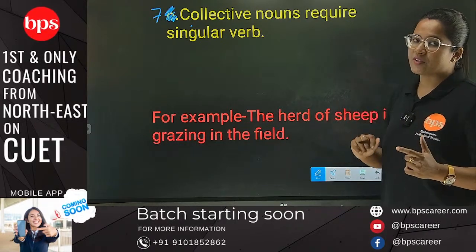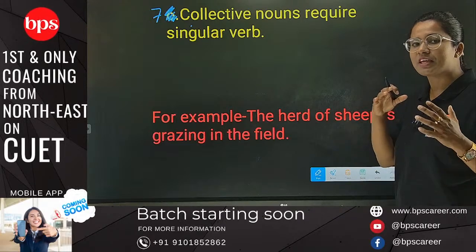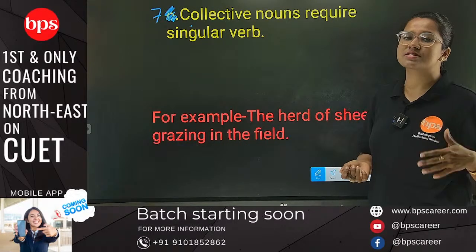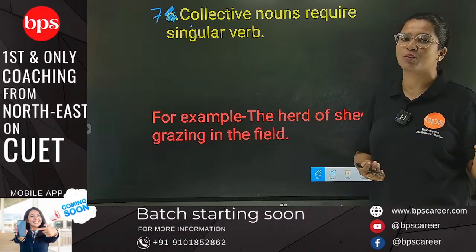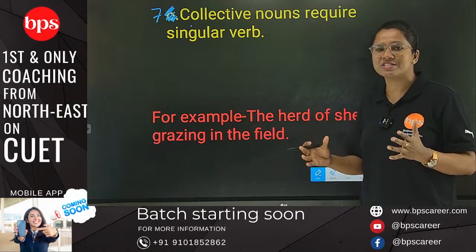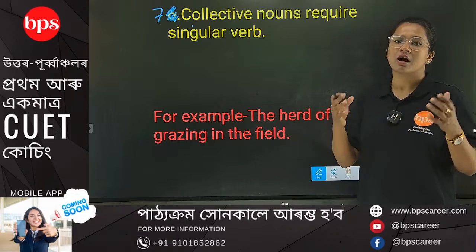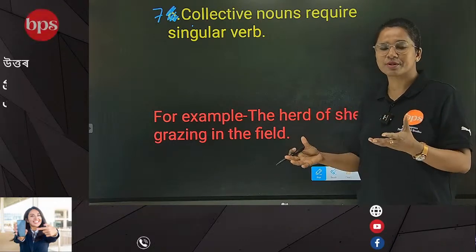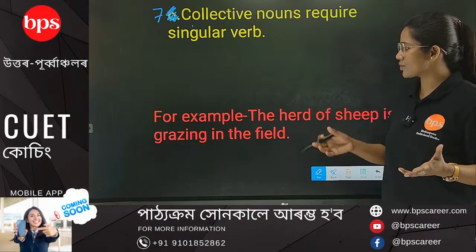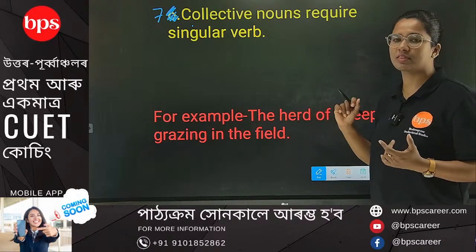So number 7 here is: a collective noun requires a singular verb. Now see, whenever there is a collective noun, a collective noun is the kind of noun where we are referring to something as a collection. For example, a committee of members, gaggle of geese, herd of sheep, flock of birds, pack of wolves, etc. So here there is a simple example. The herd of sheep is grazing in the field.